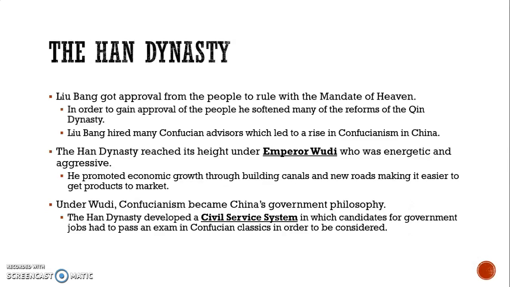The Han Dynasty was one of the last dynasties, and it got permission to rule with the mandate of heaven. The Han Dynasty reached its power under Emperor Wudi, who was energetic and aggressive. He promoted economic growth with canals and new roads that helped to create more trade. The Han Dynasty under Wudi developed a civil service system in which candidates for government had to pass an exam in Confucianism in order to be considered.